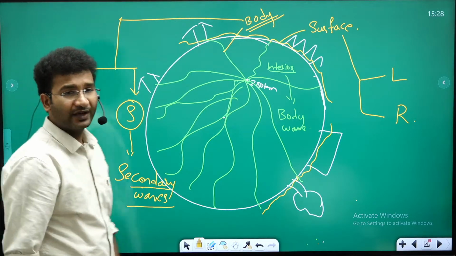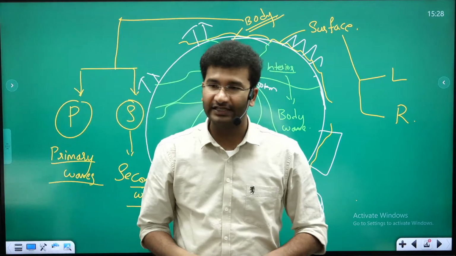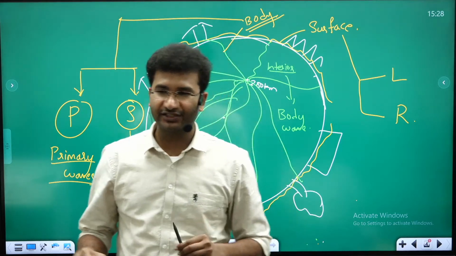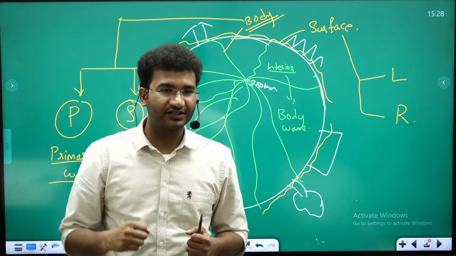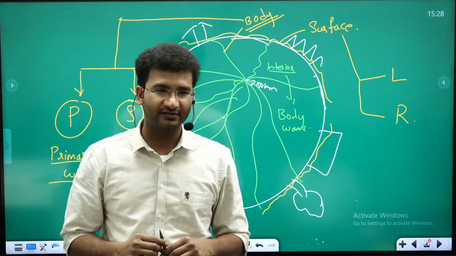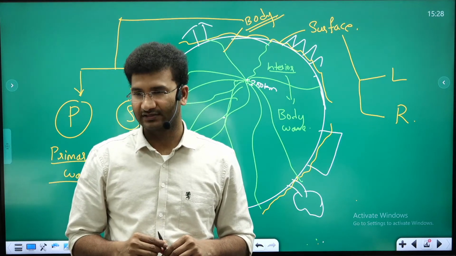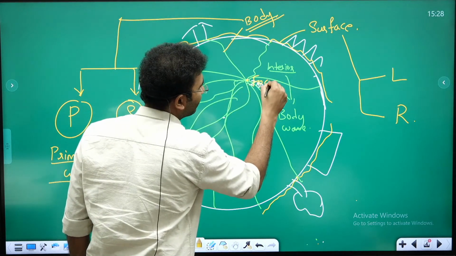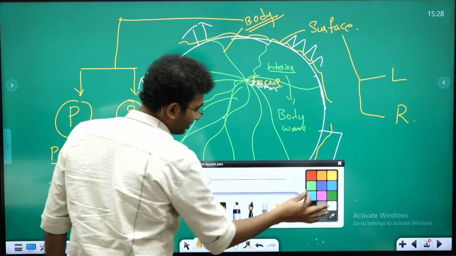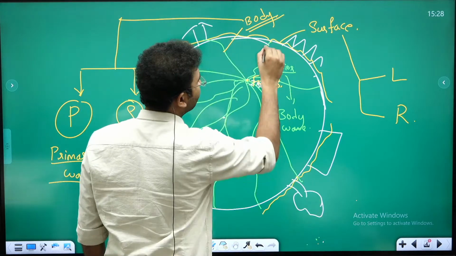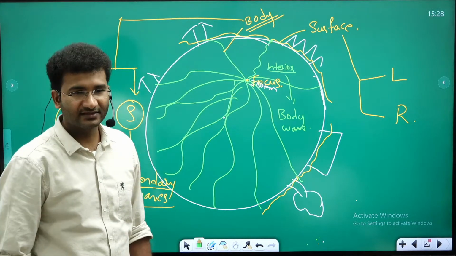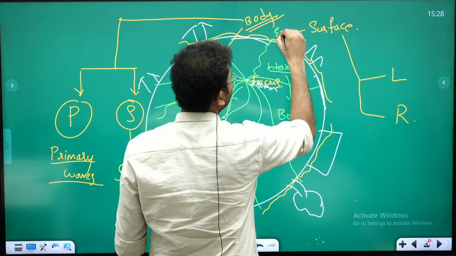Now the place where the earthquake is generated, or the place where the release of stress is happening, is called the focus. Let's take this as the focus, and the place where the earthquake will come and hit the surface of the earth is called the epicenter.